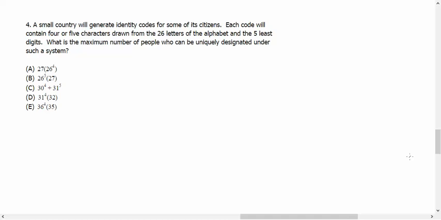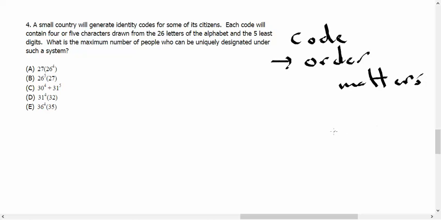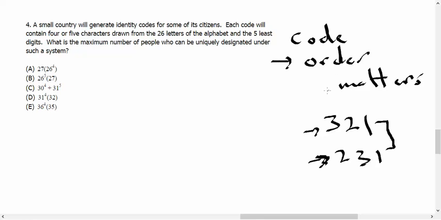So first of all, we want this to generate identity codes. Now a code is a situation in which the order matters. If you think about it, if we have a code, I don't know, 3, 2, 1, well, that's a different code from 2, 3, 1. What makes these different is even though they've got the same group of characters, they come in a different order. So the order matters, so we're not going to divide.